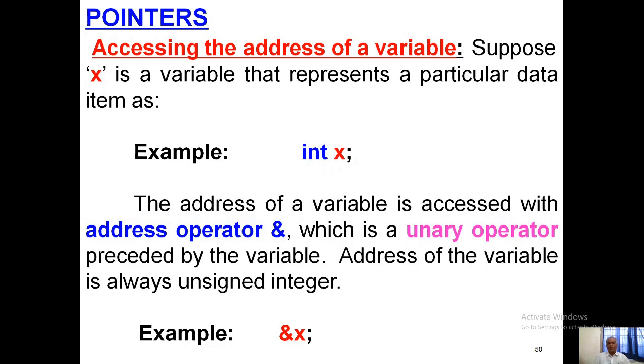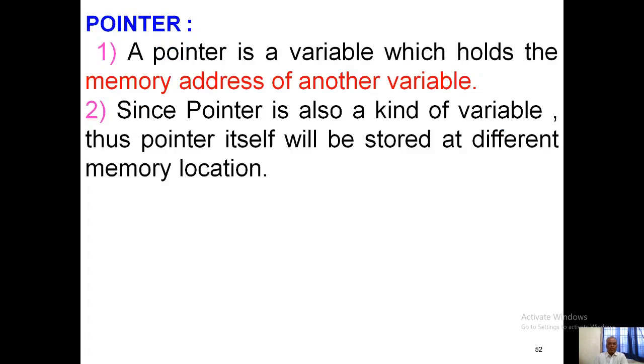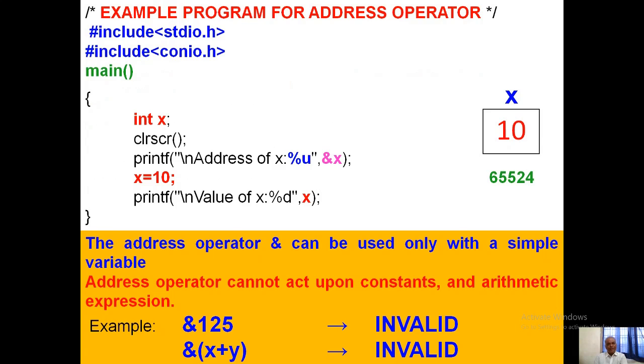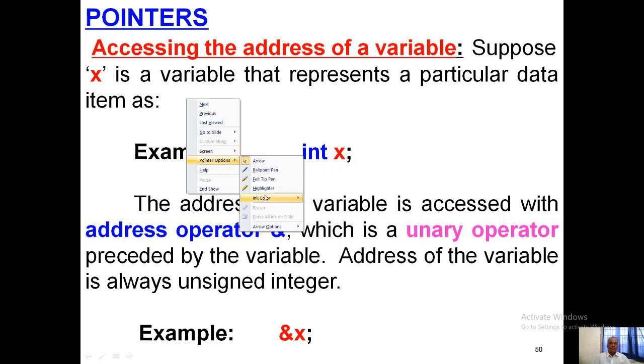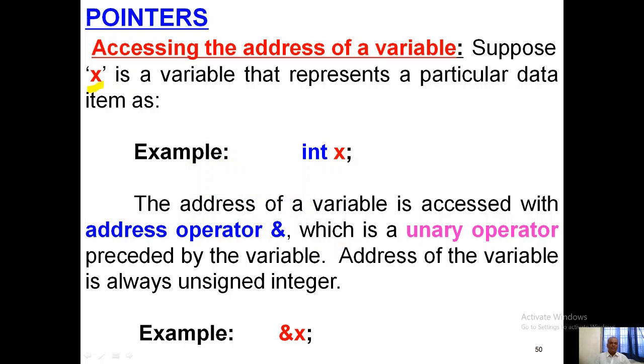So how are we going to access the address of a variable? Why? Because what is a pointer? A pointer is a variable which holds the memory address of another variable. Suppose x is a variable that represents a particular data item, as in int x. I hope you all know this.